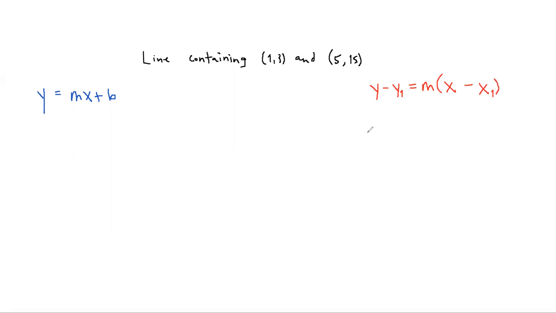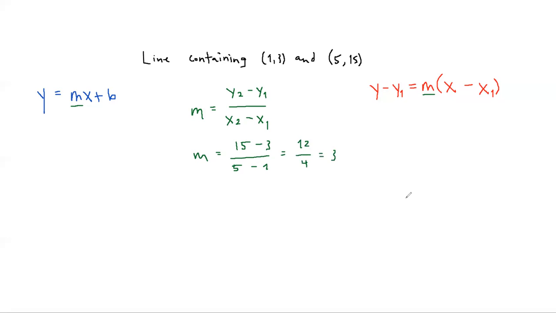Notice that regardless of which formula you choose, you have to calculate the value of m. Well, m represents the slope of the line, and the slope of any line can be calculated with the formula (y2 - y1) / (x2 - x1). Using the coordinates from the question, we can say that the slope should be equal to (15 - 3) / (5 - 1). And this simplifies to 12/4, which is 3. So now we know the slope of our line is 3.